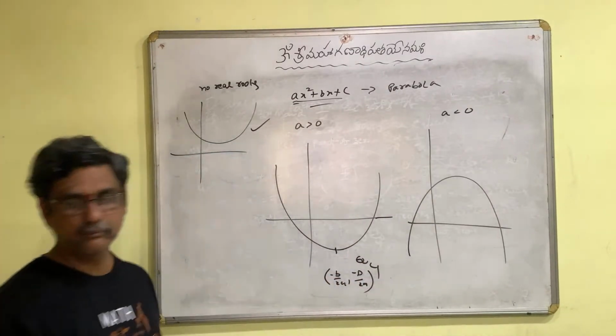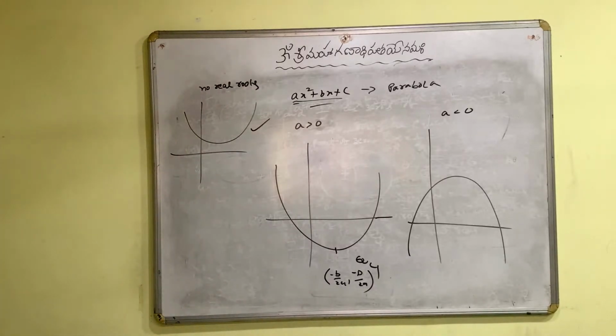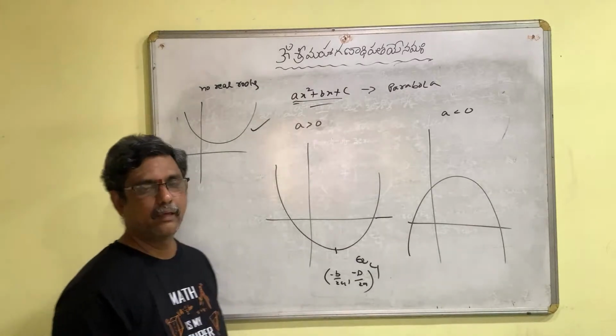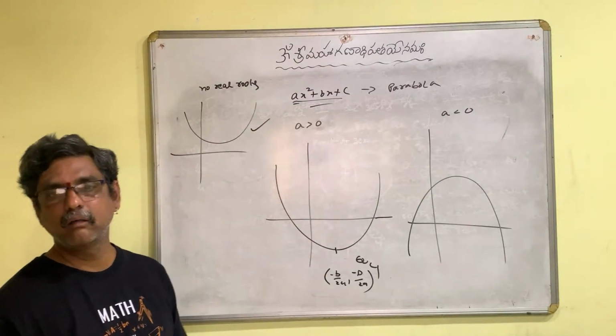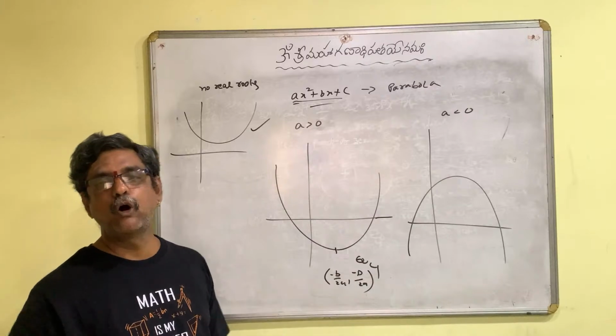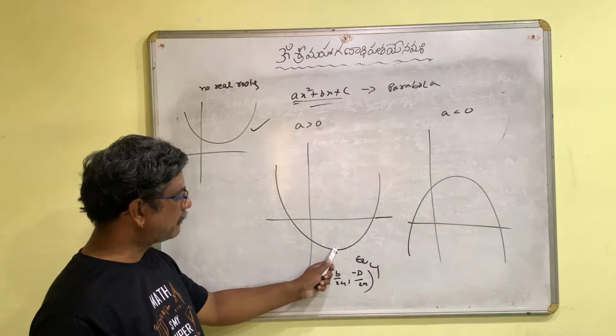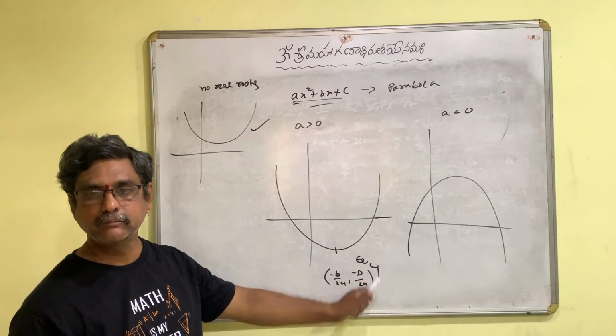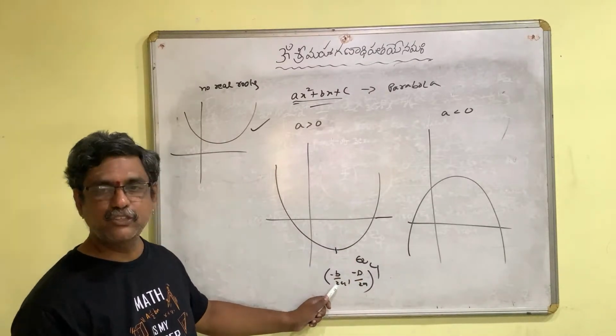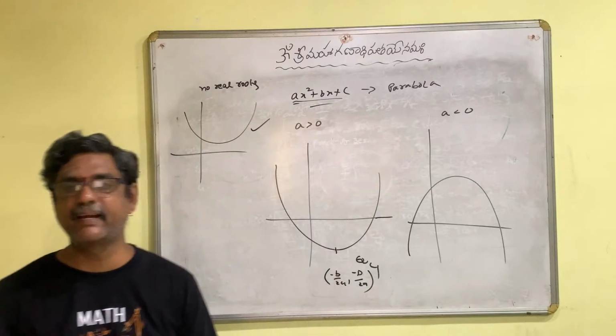-b/2a. This is the formula to find out the vertex. If a is greater than 0, the parabola opens upwards, and the vertex of the parabola lies in the 4th quadrant. And the vertex we can find out by using the formula -b/2a, -b/2a.